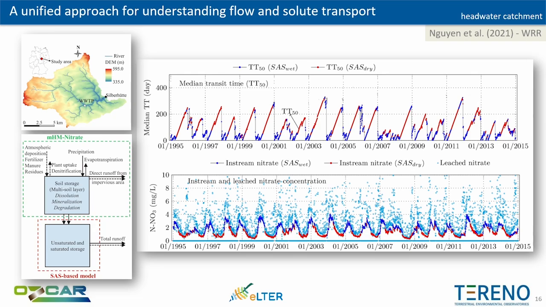Because the nitrate concentration in the soil is high, we observe the high nitrate concentration in the outflow here. And during the dry period, water is mainly from the groundwater with long transit time, so we have more time for denitrification. That's why we have very low nitrate concentration in this period.